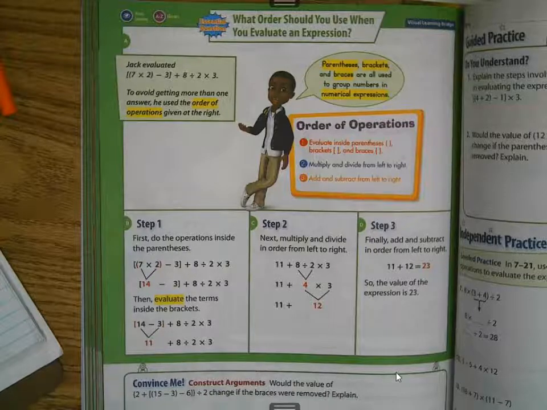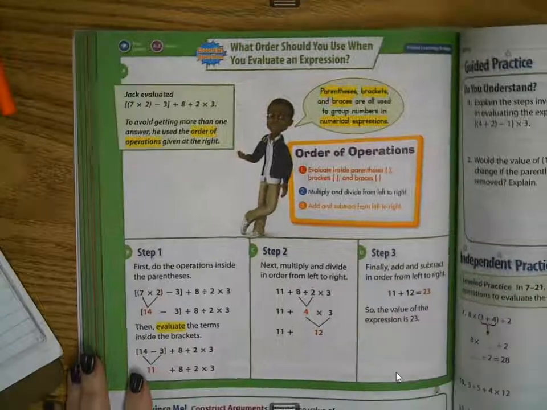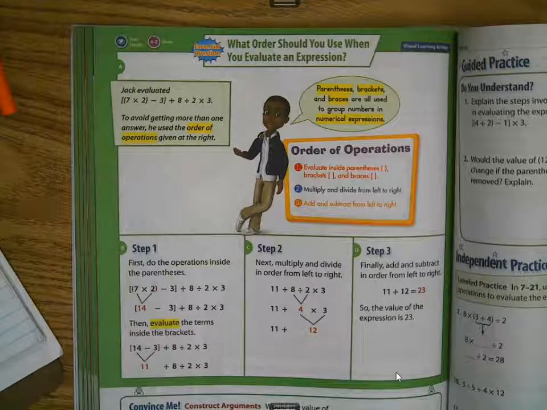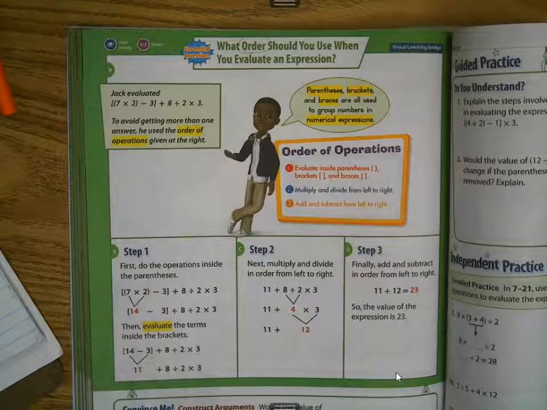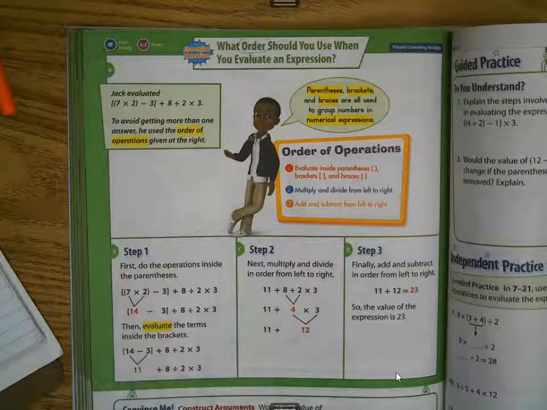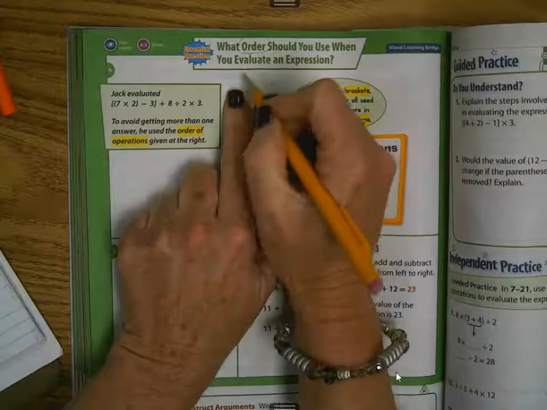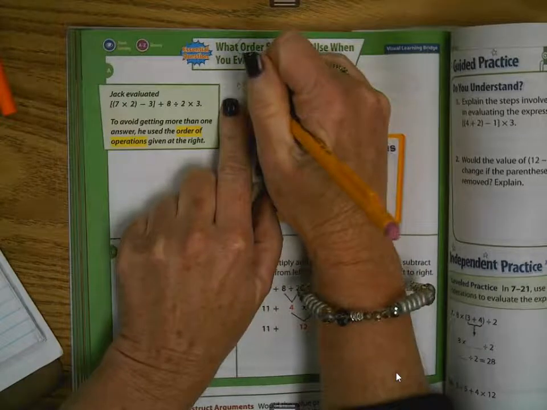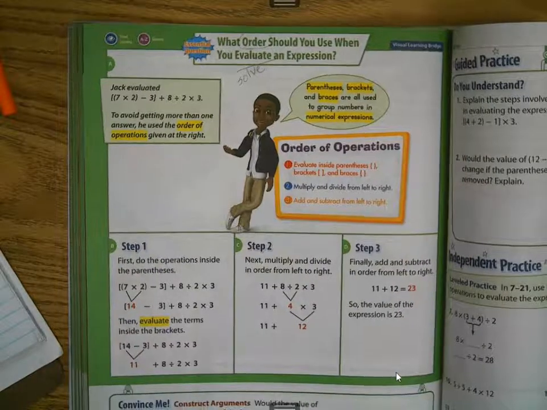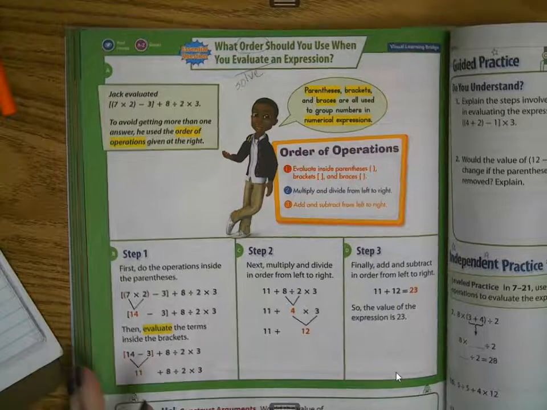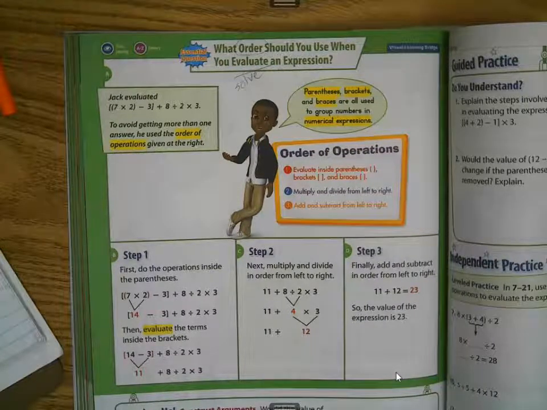So we're on page 538, and we're going to look at the essential question. What order should you use when you evaluate an expression? So let's hit some of the key vocabulary here. When you put something in order, that means you follow a certain number of steps. So we're looking at some kind of order. To evaluate is just a fancy way to say solve. And an expression is basically a set of numbers with some operational symbols, and you're looking for the value of it.